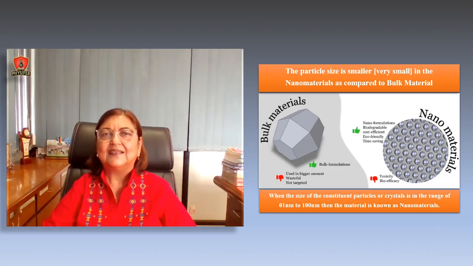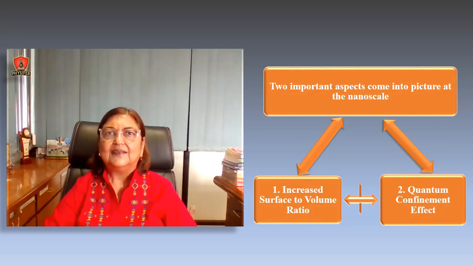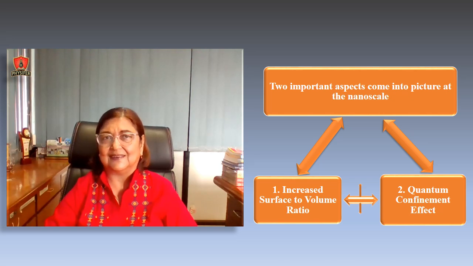In nanomaterials, the particle size is smaller as compared to bulk materials. When the particle size is below 100 nanometers, it becomes a nanomaterial, and its dimensions reach the molecules, atoms, or even less than that. We know that the behavior of a material is derived from its atomic structure. But at the nanoscale, the particle size becomes comparable to that of the atom. Accordingly, the material properties get altered.